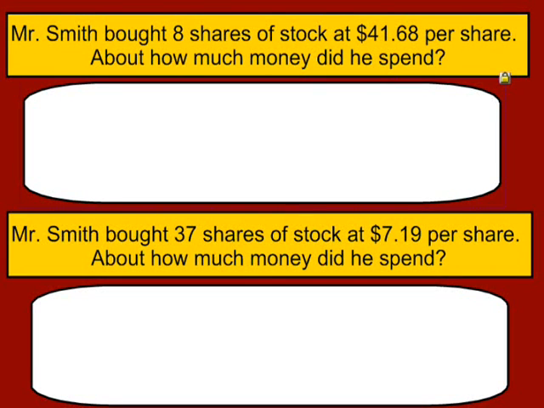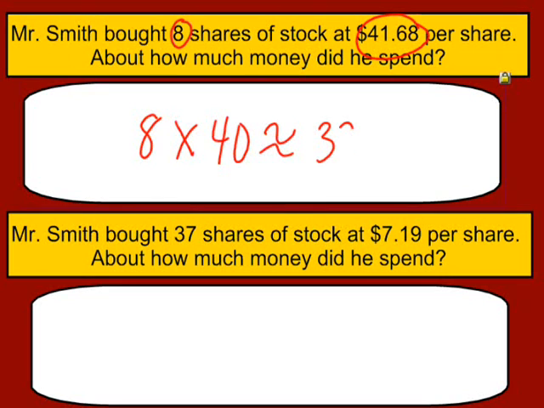Mr. Smith bought 8 shares of stock at $41.68 per share. About how much money did he spend? Well, single digits you really shouldn't round. So I'm going to leave that at 8, but I am going to round this, and I would probably round that to $40, to the nearest 10. So 8 times 40 would be $320. So Mr. Smith spent about $320 on those 8 shares of stock.